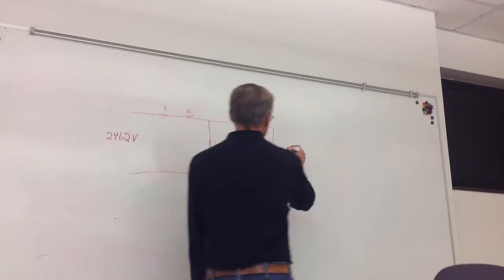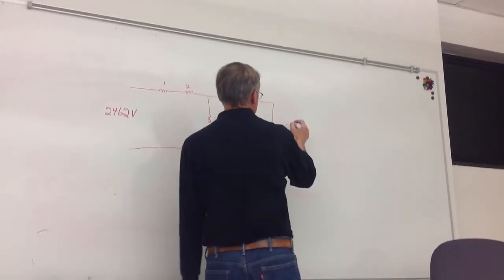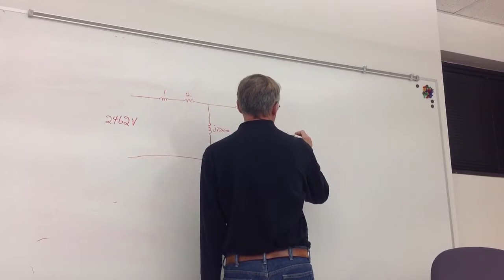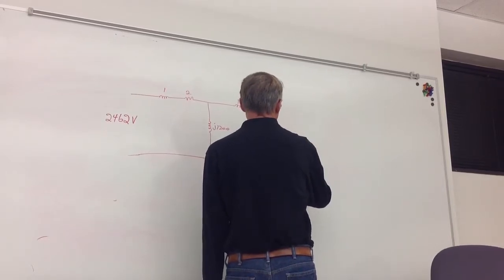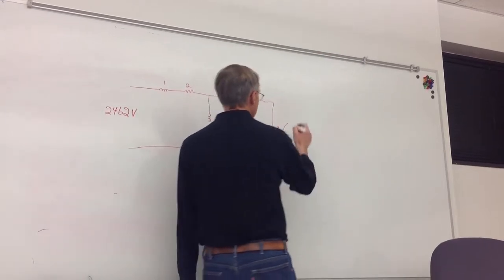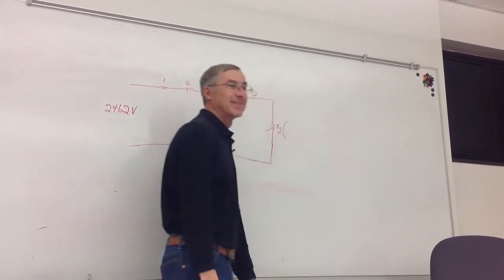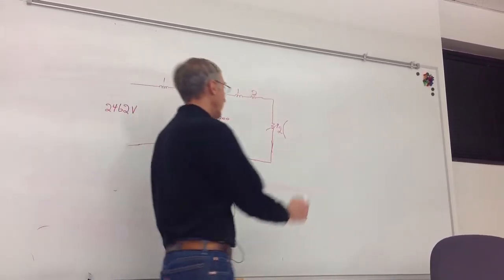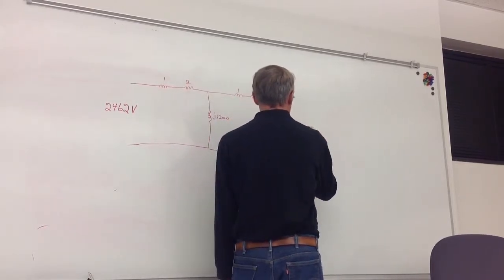Okay, and what's the value of this going to be? 2 times something. 1 minus slip over slip or something like that. Yeah, 1 minus S over S, is that right? Yeah.